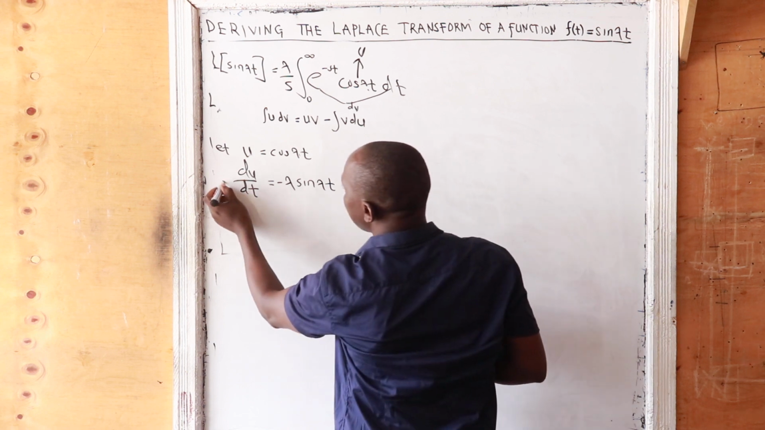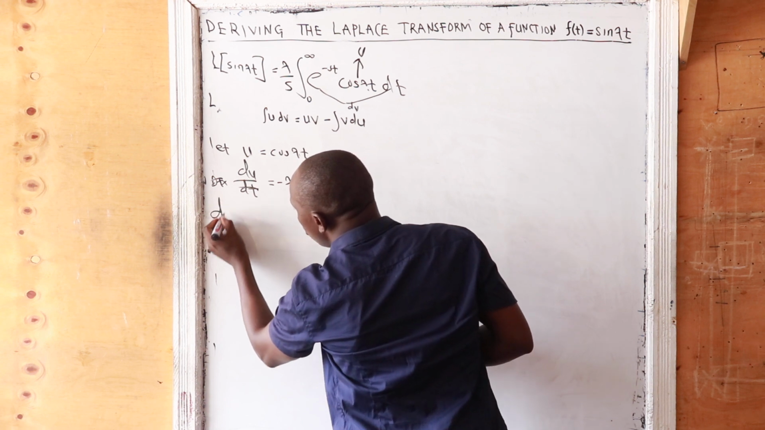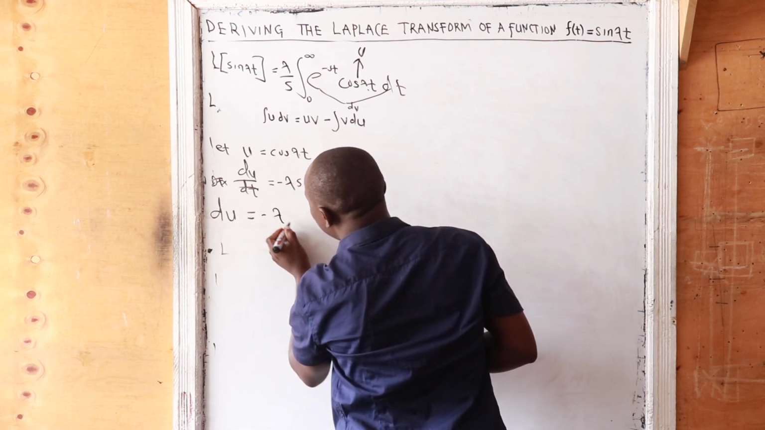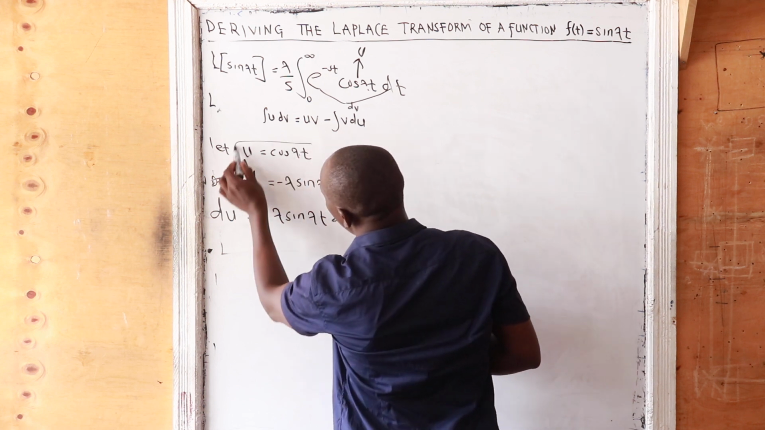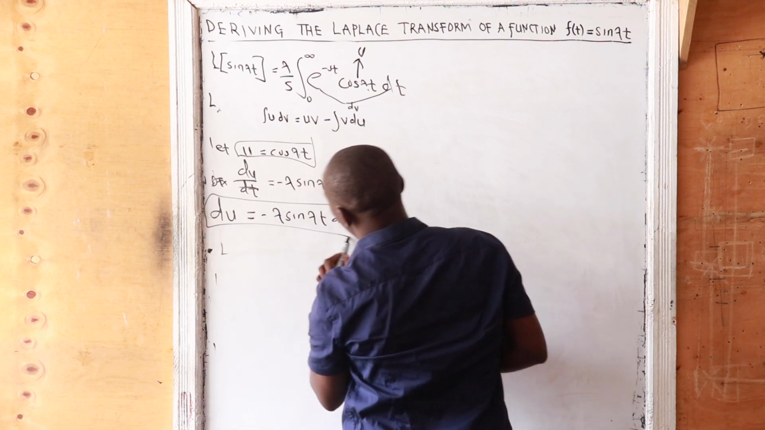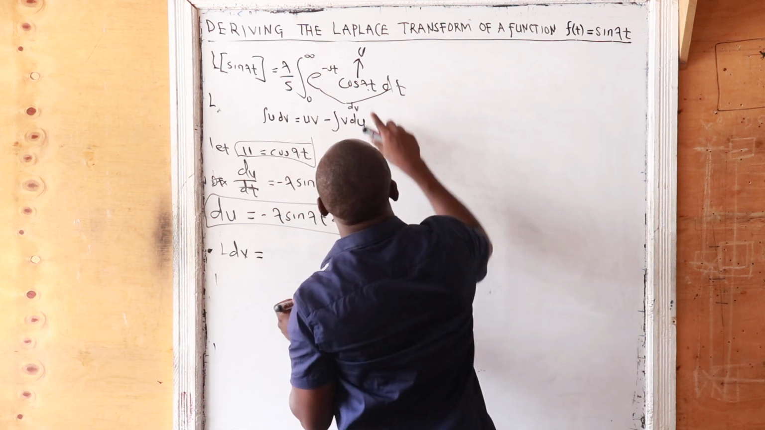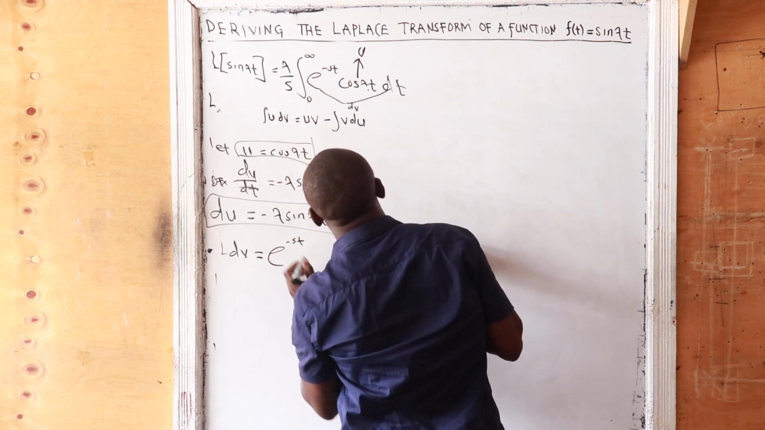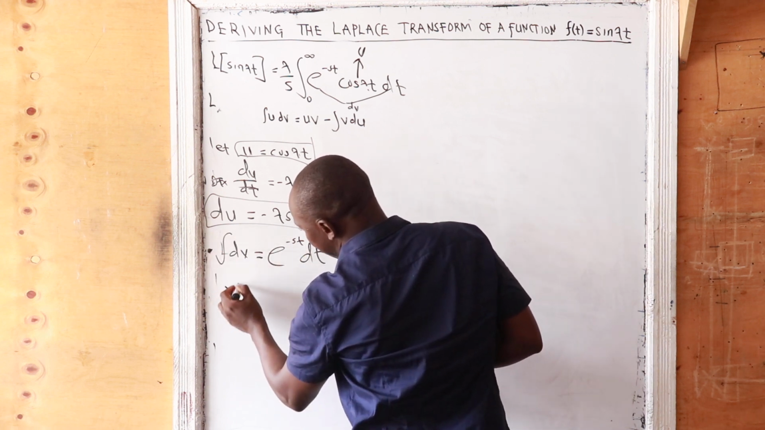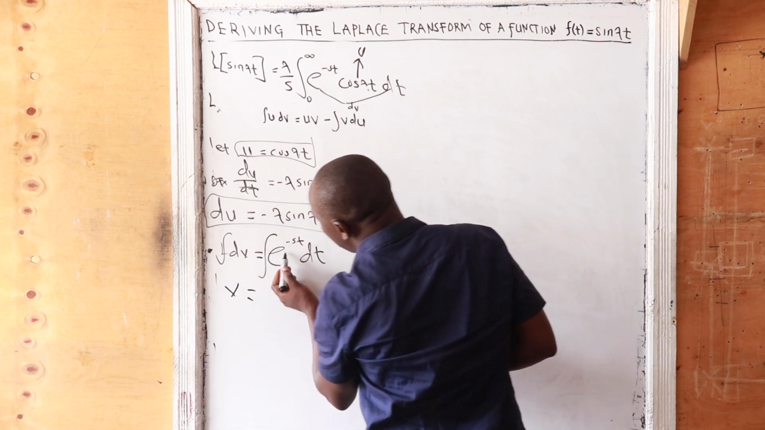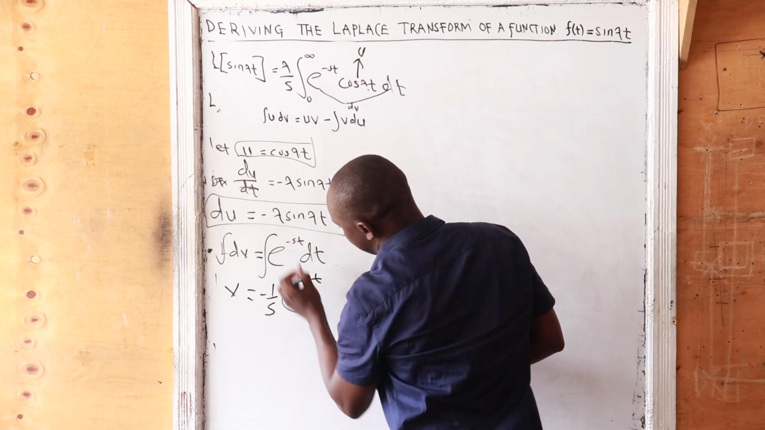If we multiply both sides by dt, we are going to get du equal to minus lambda sine lambda t dt. We have our u again, we have our du. We have said that we are letting dv equal to exponential minus st dt. If you integrate dv, you get v. If you integrate exponential minus st dt, you get minus 1 over s exponential minus st.